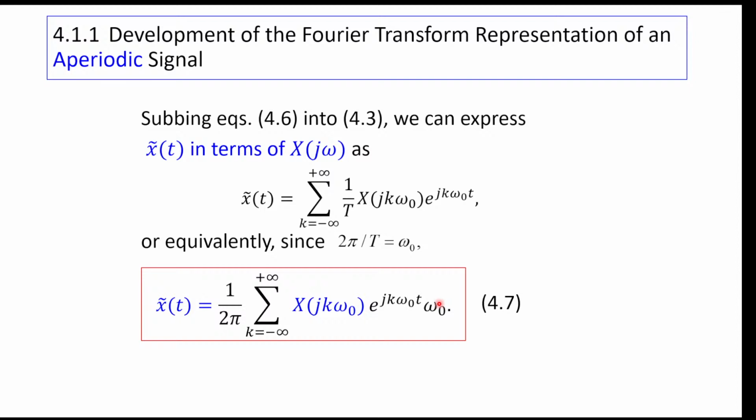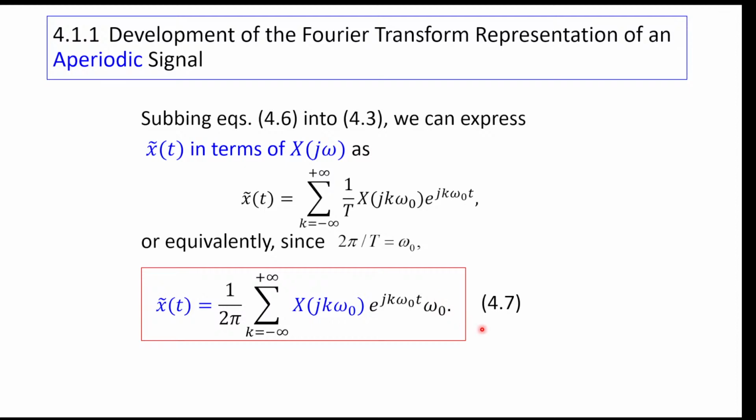Then we do something very funny here. We replace this 1 over T with omega naught divided by 2 pi. So we have 1 over 2 pi here, and then we have omega naught here. So x tilde of t is 1 over 2 pi, then summation over k, big X of jk omega naught, e to the jk omega naught t, times omega naught.